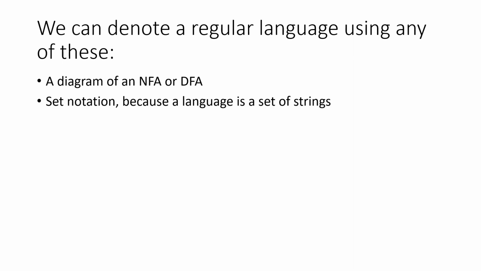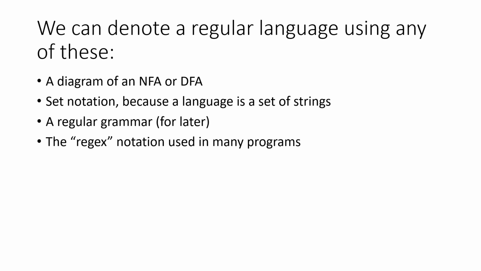Just to sum things up, we can denote a regular language using a diagram of an NFA or DFA. We can use set notation because a language is a set of strings. We can use something called a regular grammar, which we'll talk about more later. We can use regex notation, which is what we've seen today, or regular expressions.